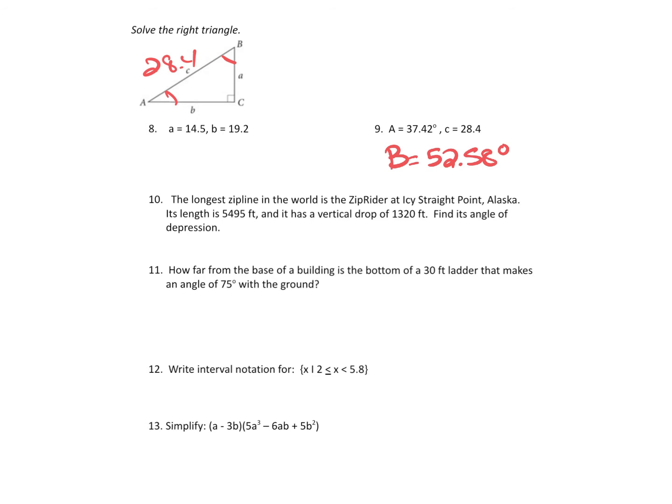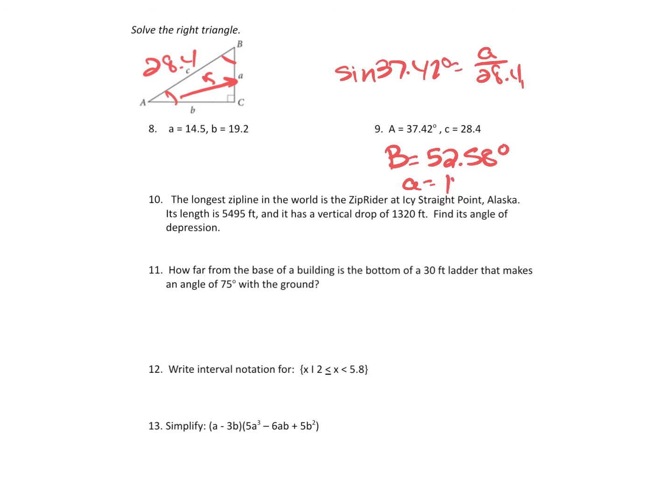So what I'm going to do is use angle A. I'm going to go opposite over hypotenuse, which is sine. So sine of A, which is 37.42 degrees, equals the opposite, little a, over 28.4. And that's going to tell me exactly what little a is. So I'm going 28.4 times sine 37.42 degrees.